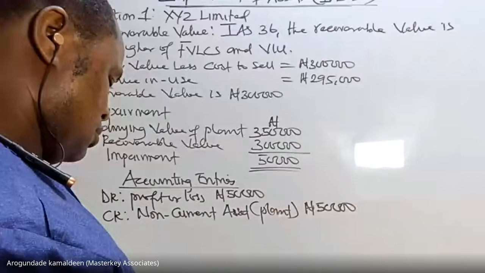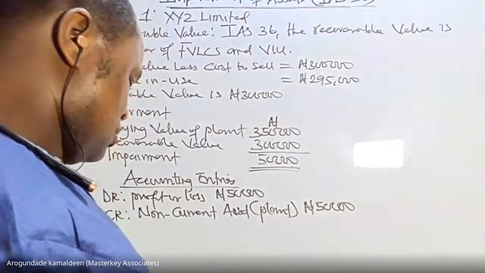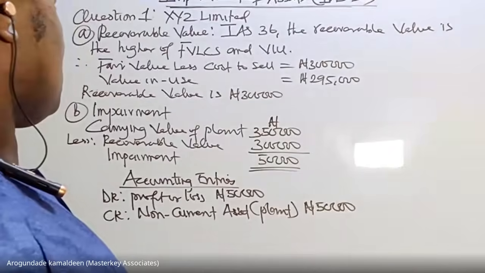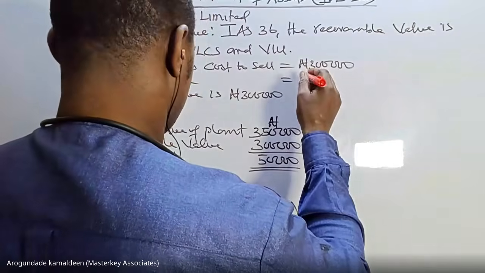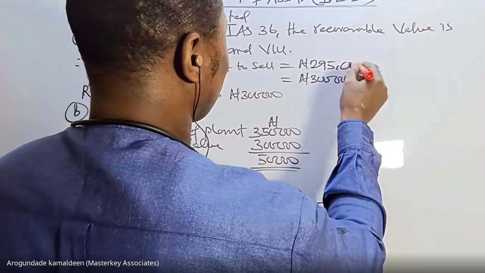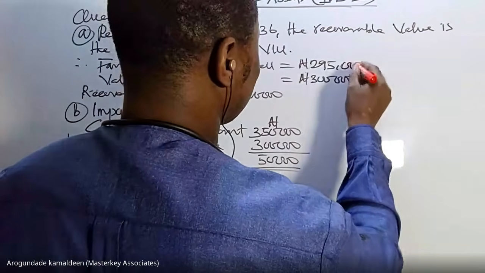Sir, I think the value in use should have been 300, why is the fair value 295 based on the question? I don't know. I want to check that again. Are you sure? Let's check. The value in use, okay, 300. It's correct, that's what is in the question. It doesn't change anything. The recoverable value is still 300. Yes, but the figures do not tally.